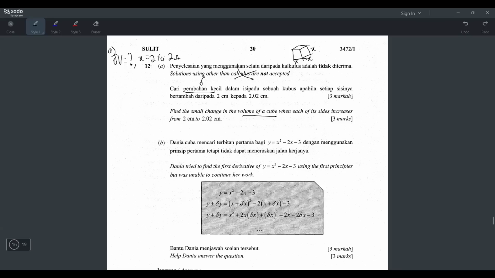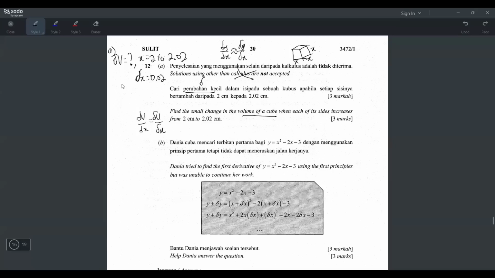If they give you the 2 to 2.02, it means they give you the old value and the new value. So you can find the small change in X. You will take the new value minus the old value. 2.02 minus 2 is 0.02. And when we are doing small change, we will always use the formula dy/dx almost equals to delta y over delta x. But for this case, it should be dV/dx. Yeah, dV/dx equals to delta V over delta x, right?